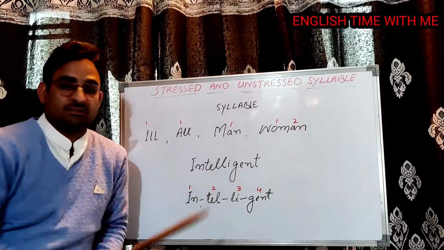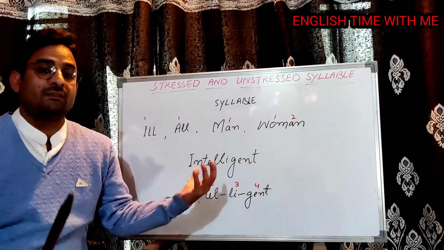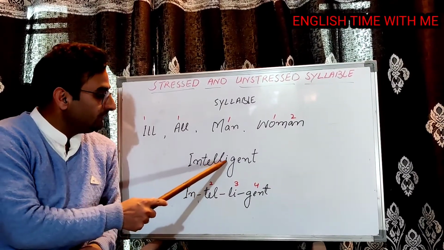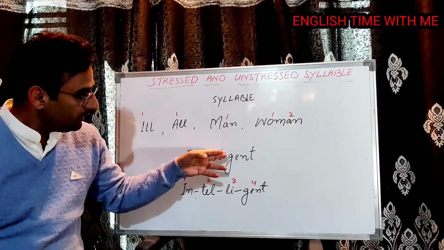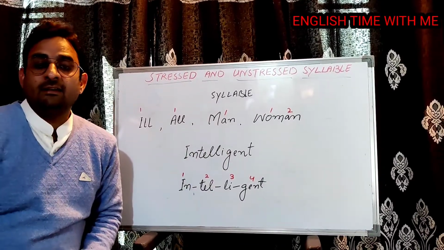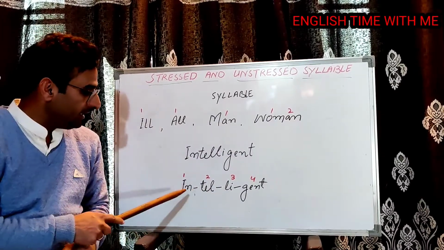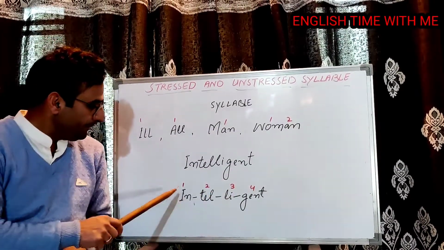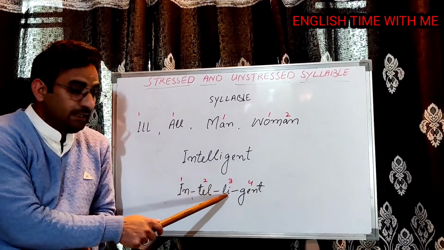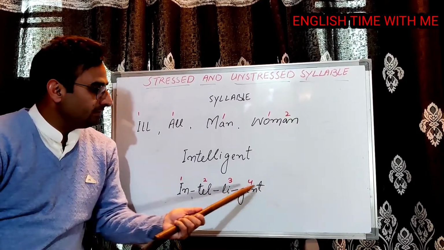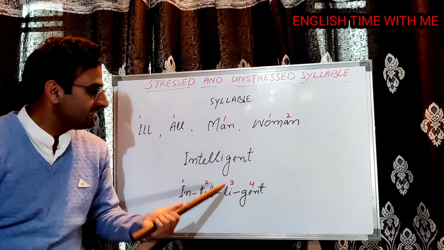Then we have another word, intelligent. Here how many vowels do we have in this word? One I, then E, then again I, then E. There are four vowels in this word, and it means there are four syllables. All of them are giving their sounds. Here I have broken this word: in, one syllable; tel, another syllable; li, another syllable; gent, there is E in the middle of it, and it is giving its sound. So there are four syllables in this word.